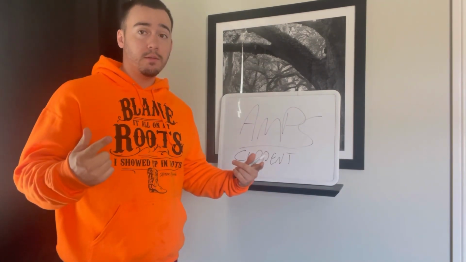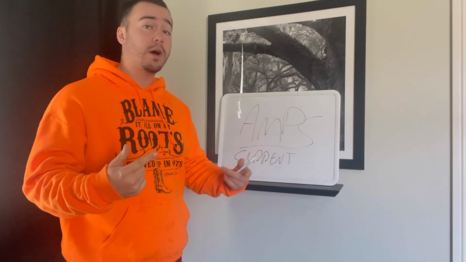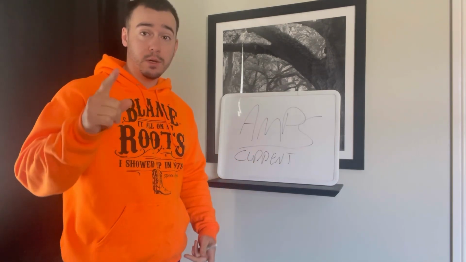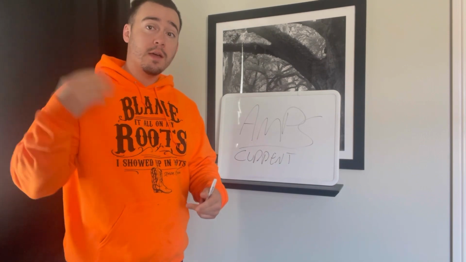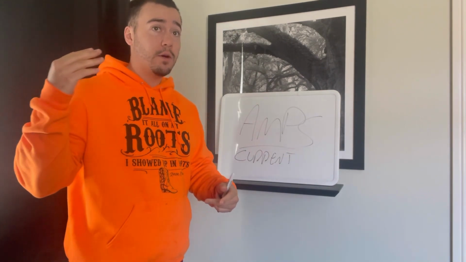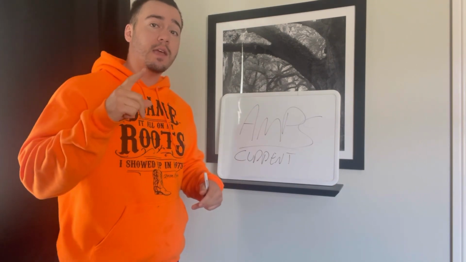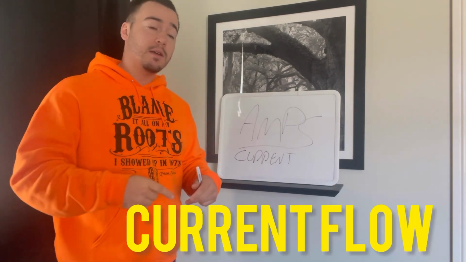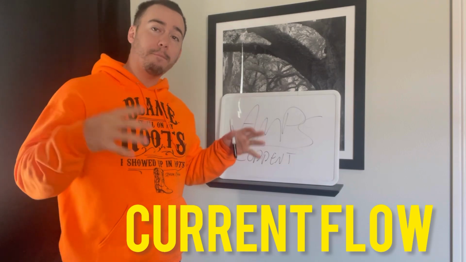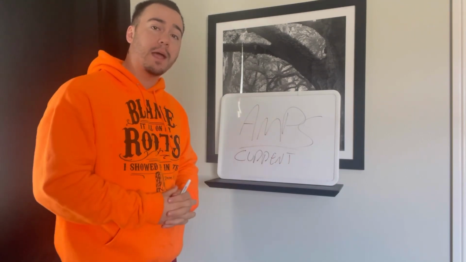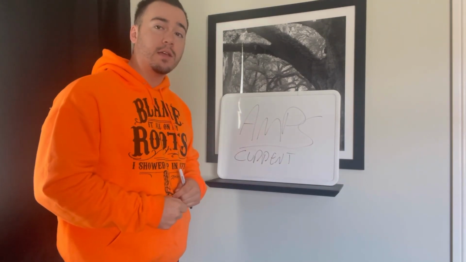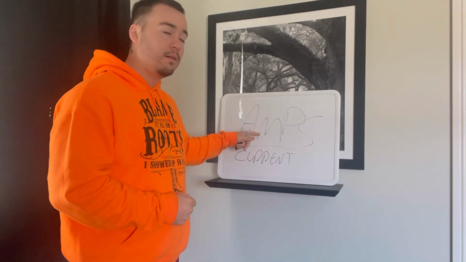So usually we like to compare this to water flowing through a pipe. Some of you plumbers might be able to wrap your mind around this. There might be water flowing through the pipe and it's got a certain amount of pressure behind it. That is not the amps. The amps is the current flow. It's the total amount of water flowing through that pipe, except it's electricity flowing through a wire. Amps.